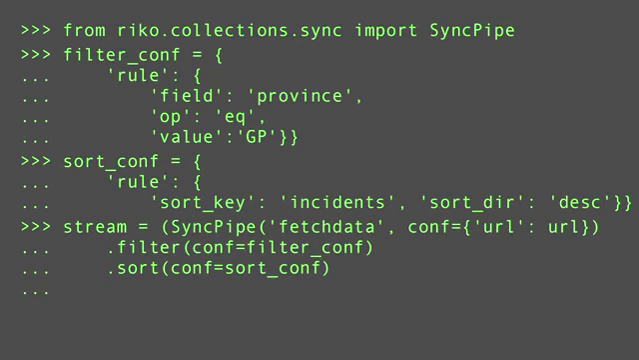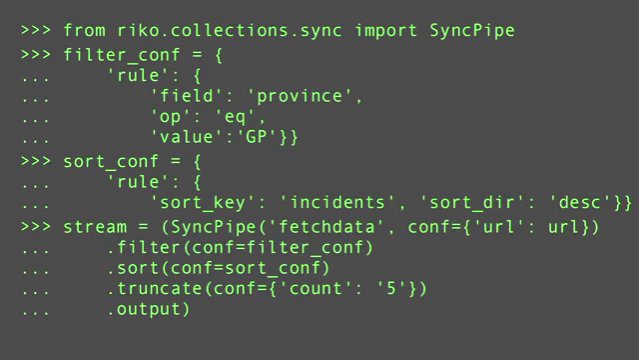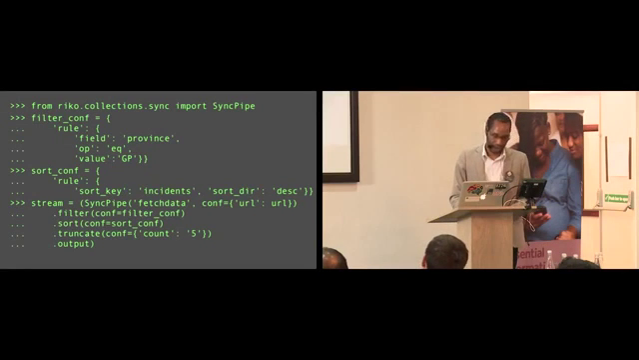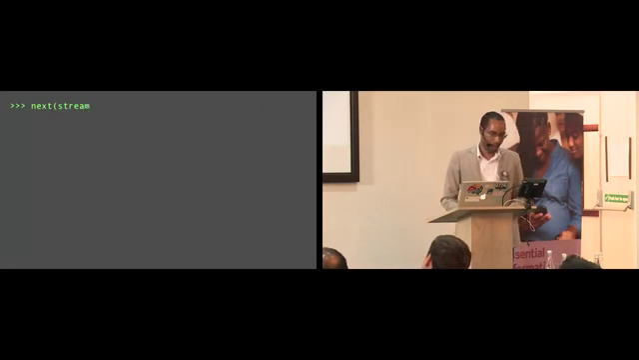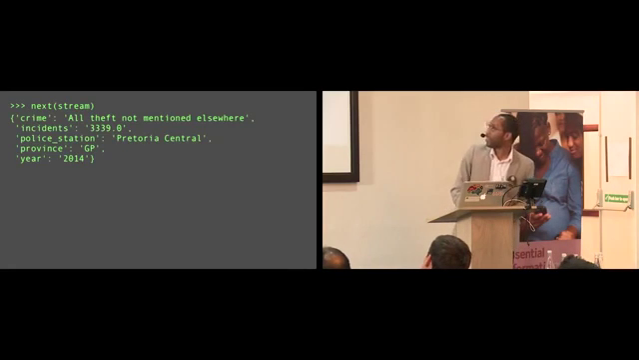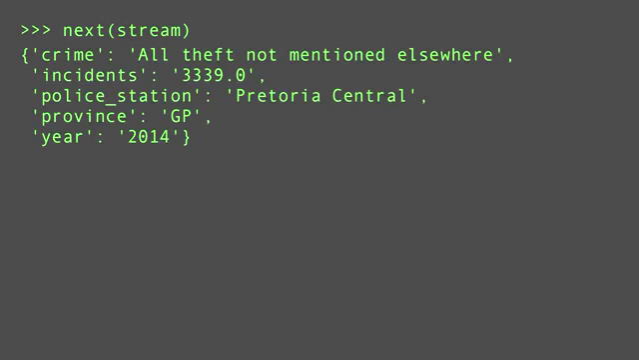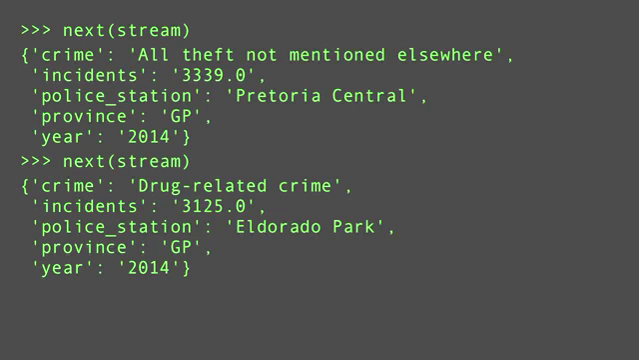So as before, you have sync pipe. It's fetch data, which is a module that handles JSON. The configuration with the URL. There's the dot filter, so you pass the filter configuration, the sorting configuration, and then for truncating, you just want the top 5. And so what you get back is the stream, and you can see here, this is death not mentioned elsewhere. Over 3,000 incidents, and then you call next again, and you can see the number of incidents is slightly lower. So you can assume it works the way that I said it did.